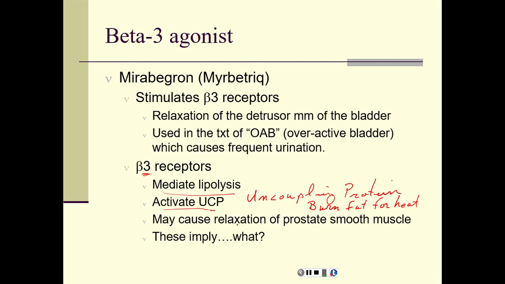And they may cause relaxation of the prostatic smooth muscle as well, which implies what? Well, at this point, future drug use. All right. And prostatic smooth muscle is a problem in older men that have enlarged prostate glands and have difficulty urinating. So in that patient population, you may see a positive effect for a drug that produces the opposite effect in a different patient population.